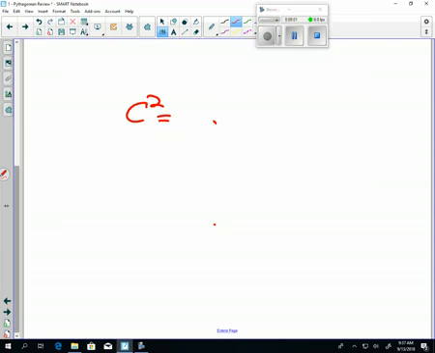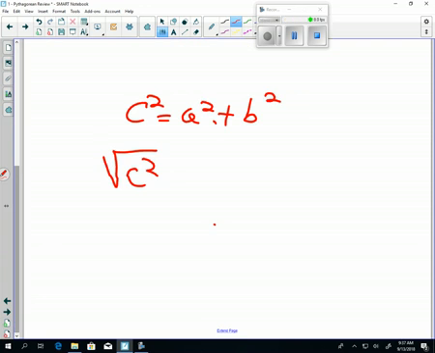Okay, so we know that from Pythagoras, c squared is equal to a squared plus b squared. I just want to find c. In order to find c, I have to take the square root of it. Whatever you do to one side, you have to do to the other. So if I take the square root of this side of the equal sign, I have to do the same to the other side.